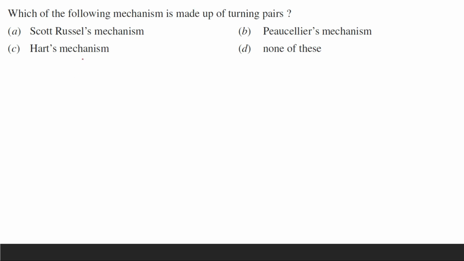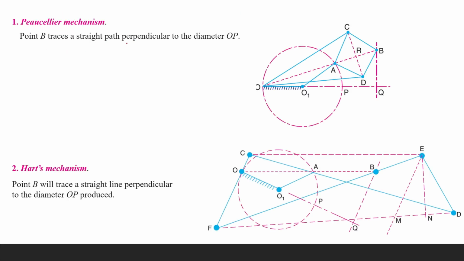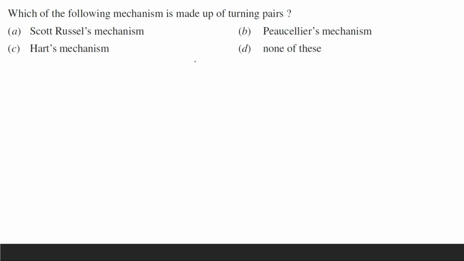So I can say the Peaucellier mechanism and Hart's mechanism, both are made up of turning pairs. Here you can see all the pairs are turning pairs. If this is also a turning pair, this is also a turning pair, and in this it is also a turning pair. So I can say none of these is the option. It must be either A and C, or A and B, whatever the options are there. So this question needs some correction.